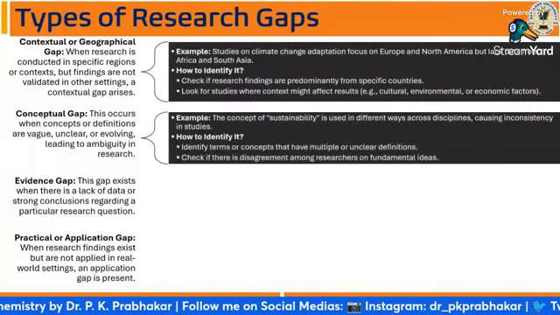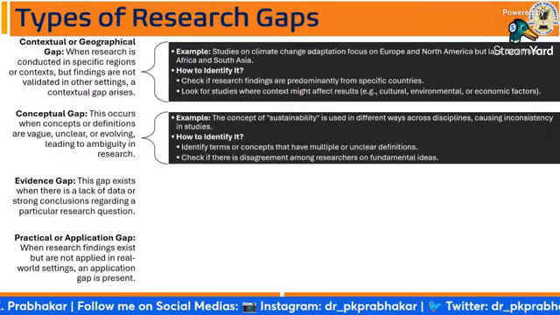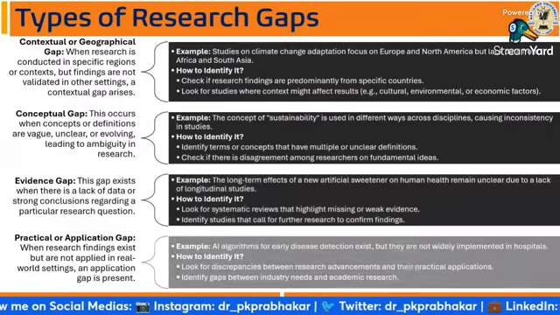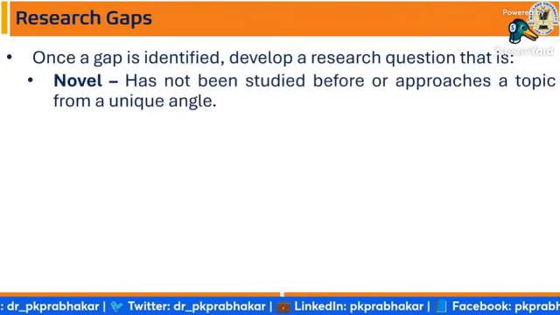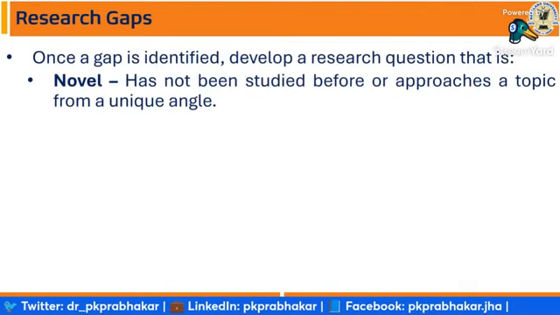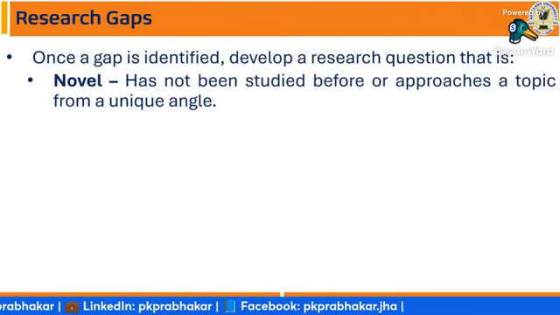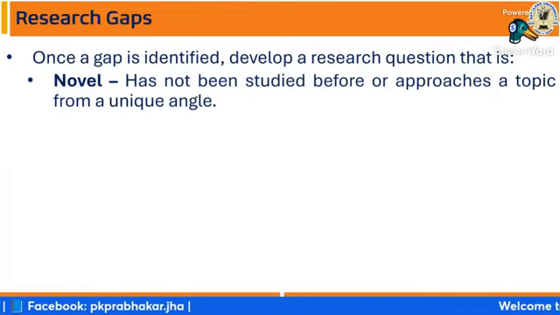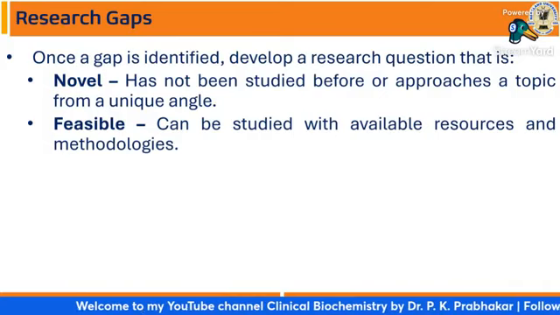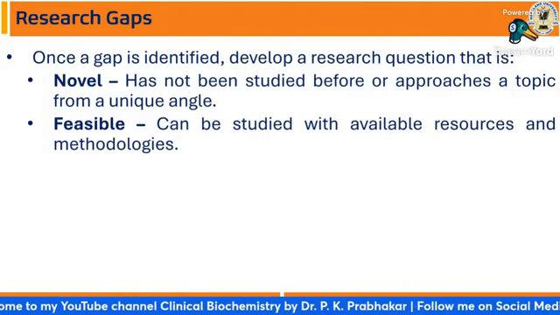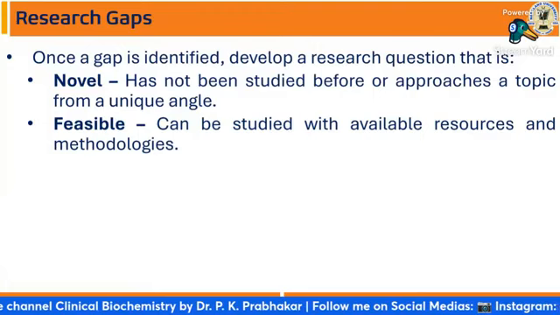So these are the different examples of how different kinds of literature gaps can be identified. Once a gap is identified, you develop a research question that should be novel. Novel means it has not been studied before or approaches a topic from a unique angle. It should be feasible. It can be studied with available resources and methodologies. You cannot take a method which is not available.